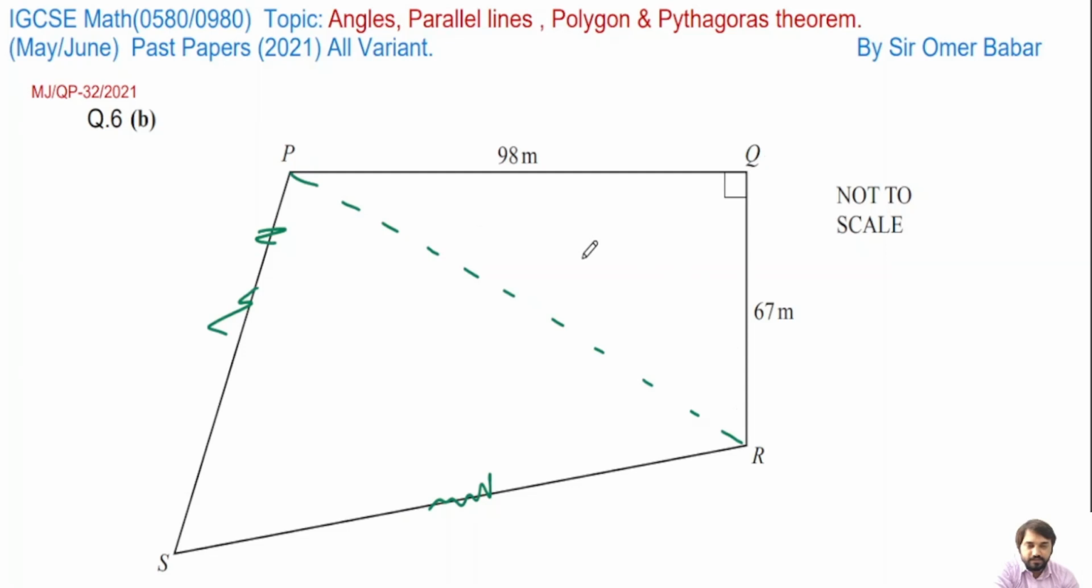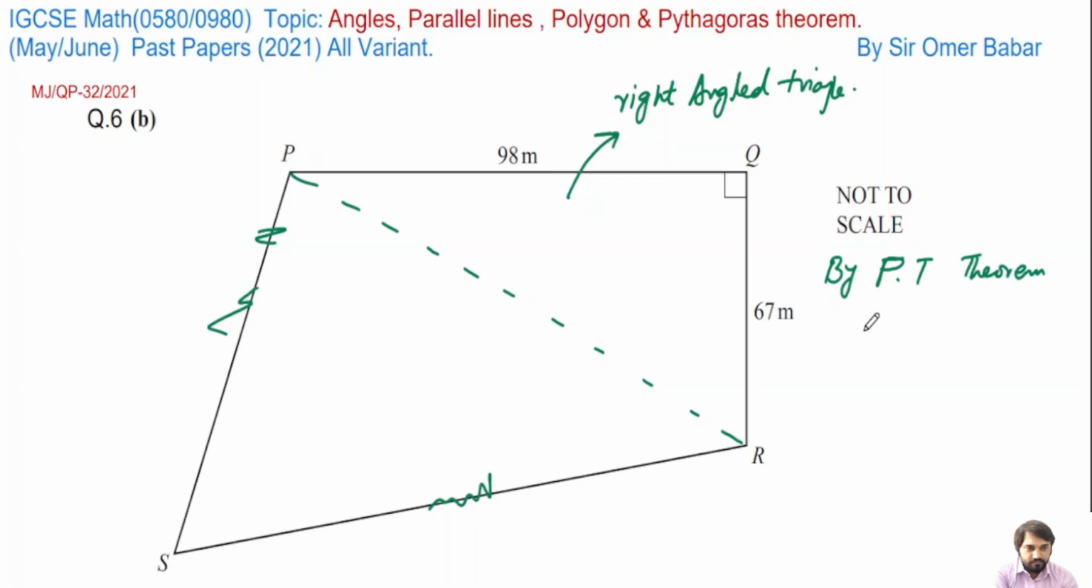What kind of triangle is this? A right angled triangle. Now, which formula is applicable on a right angled triangle? Of course, we have the Pythagoras theorem. By Pythagoras theorem, hypotenuse square is equal to base square plus perpendicular square. Opposite to 90 degree, what we have? We have the hypotenuse, so this is our hypotenuse, that is PR.